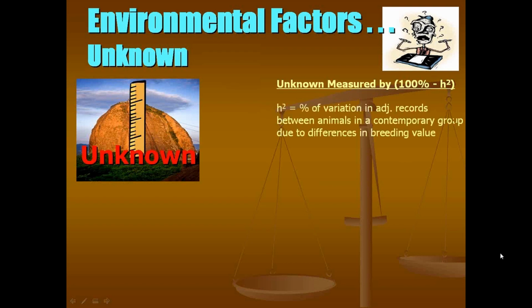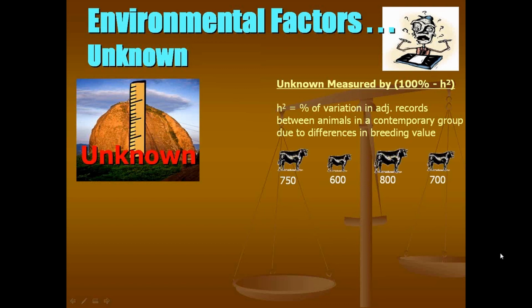My definition of heritability is this. It's the percent of the variation in adjusted records between animals in a contemporary group due to differences in breeding value. Remember, breeding value is part of the genetic model. It's the part we're after. The value of an animal is not apparent. So I'll give you an example.